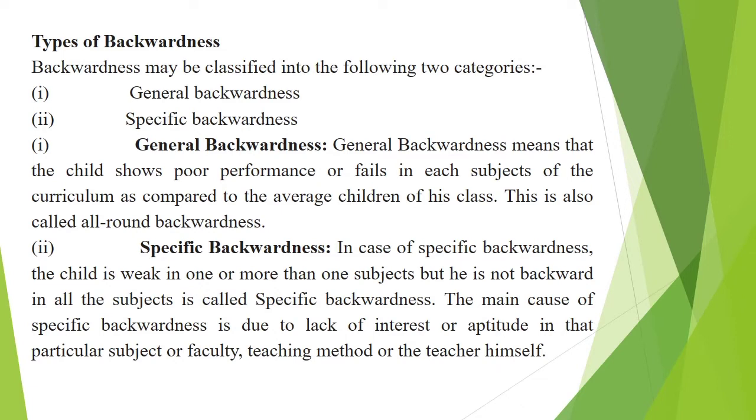Second, specific backwardness. In case of specific backwardness, the child is weak in one or more than one subject, but he is not backward in all the subjects. The main cause of specific backwardness is lack of interest or aptitude in that particular subject or faculty, the teaching method, or the teacher himself.